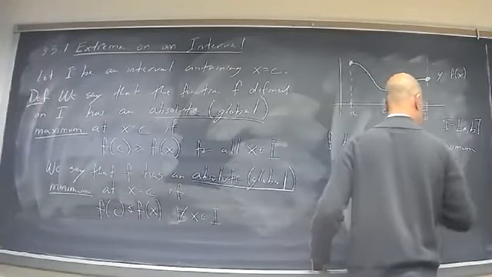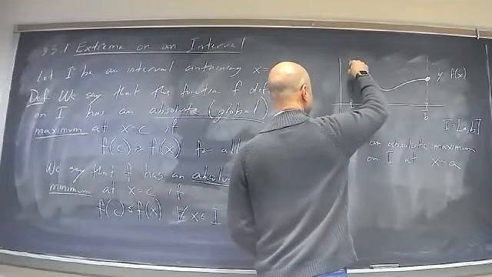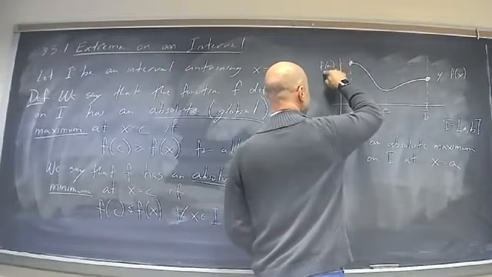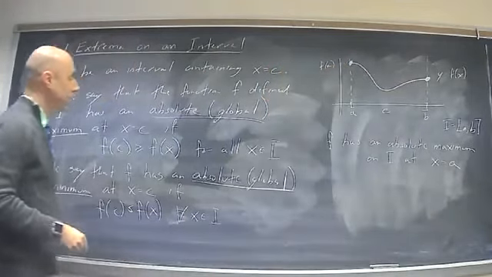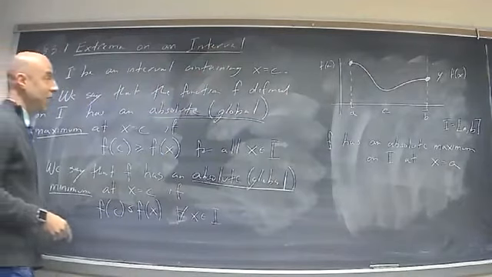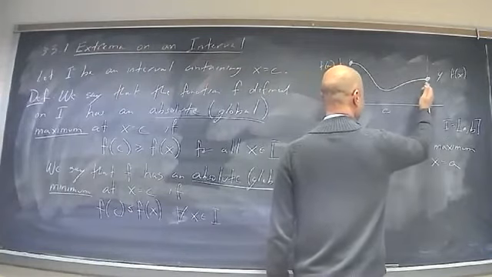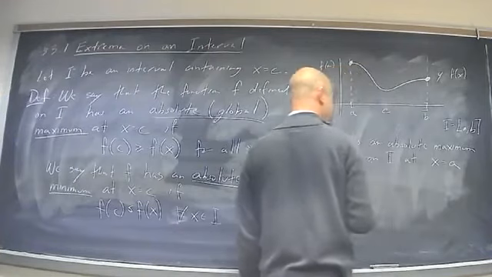At x equals A. So you can see this y value right here that corresponds to x equals A is f of A. And the y value, f of A, is at least as big as f of x. It's at least as big as f of x for any other x value in this interval I. No matter what other x value is, the y value is lower than it is at x equals A.